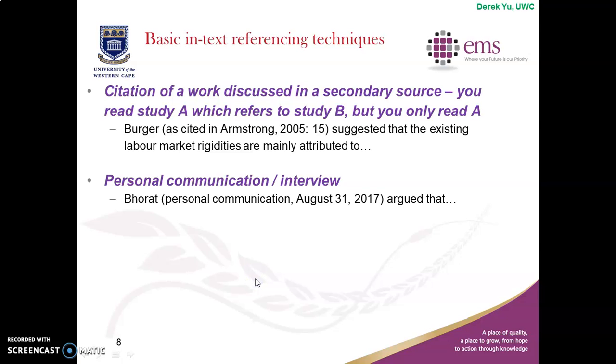Okay, I hope you are now slowly learning the referencing technique. This is the interesting one: Berger as cited in Armstrong. So it actually means you read the Armstrong study, and the Armstrong study talks about Berger, but you actually didn't read the Berger study. Okay, but actually I wouldn't recommend this type of referencing method. Then why don't you just read the Berger study directly? Okay, so don't cut corners. I would recommend you to really read the Berger study instead of citing that Armstrong read the Berger study.